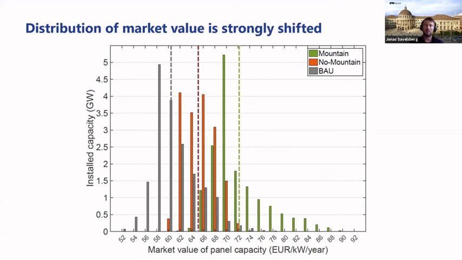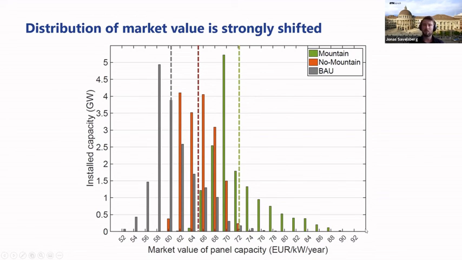And again, this is for the weather year 2015 under baseline CO2 prices and for the 2025 electricity system, but results are quite similar across CO2 price scenarios and electricity system scenarios. So what we see here on the one hand is that the distribution shifts to the right. The dashed line shows you the average market value of panel capacity in the scenario. And what you can see really is in the mountain scenarios, we get this really long tail on the right-hand side with a very strong increase.